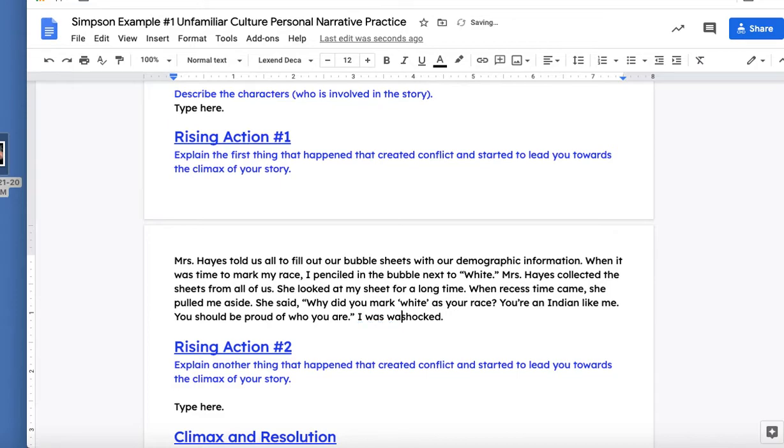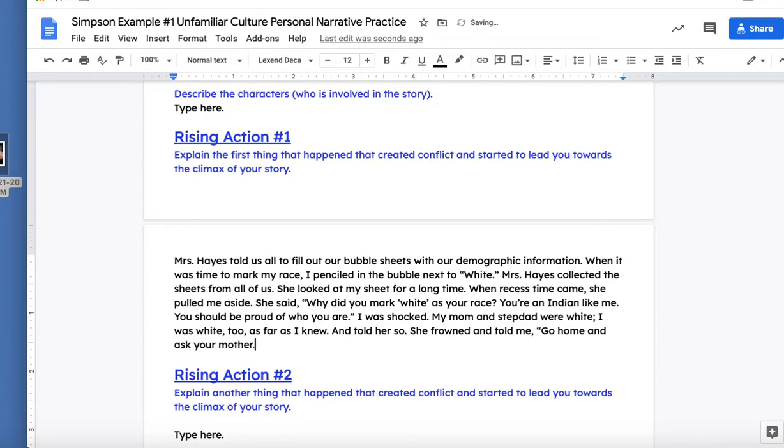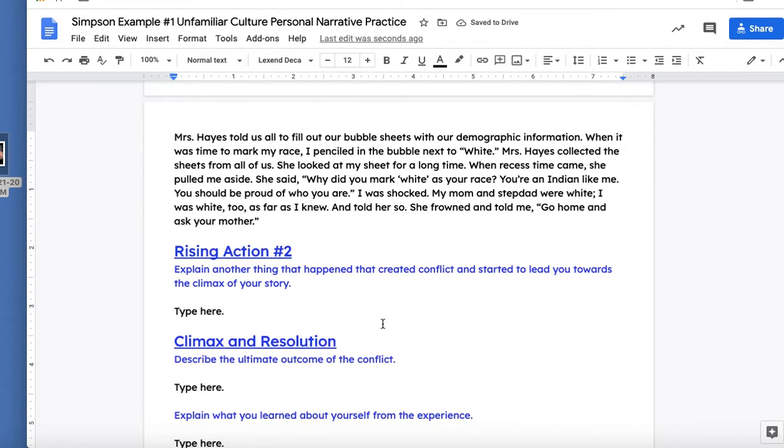Oops, typo. My mom and stepdad were white. I was white too, as far as I knew. And I told her so. She frowned and told me, go home and ask your mother.